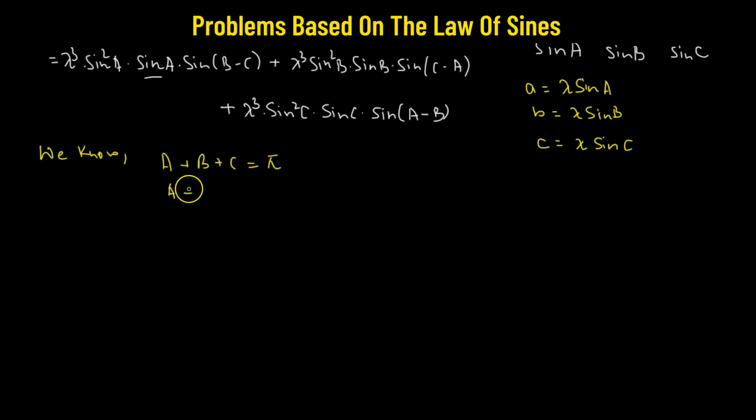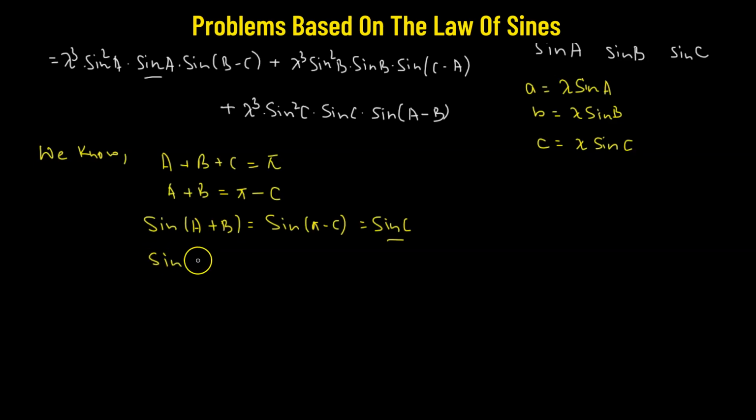So if we want to find out A plus B, that can also be expressed as pi minus C. Let's take the sine of the angle on both sides. So we have sine of A plus B, which will be equal to sine of pi minus C. Now what's sine of pi minus C? That's simply sine C. So we can say that sine C is equivalent to sine of A plus B.